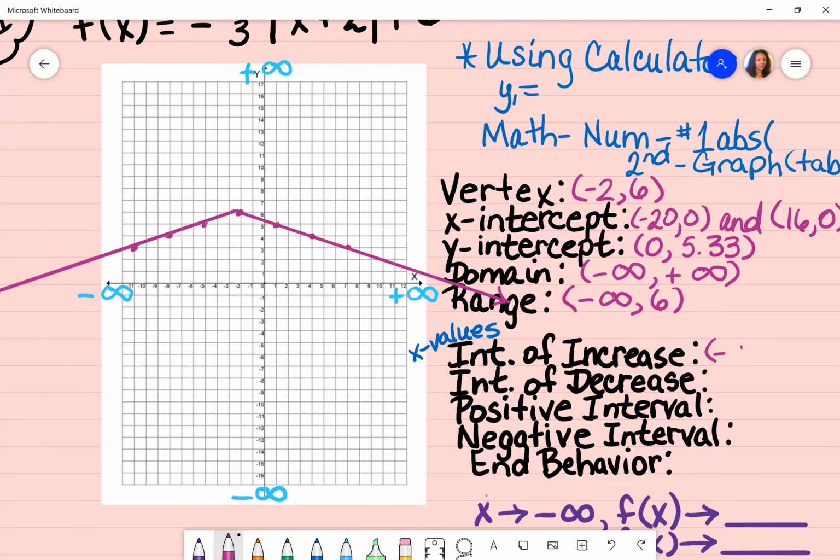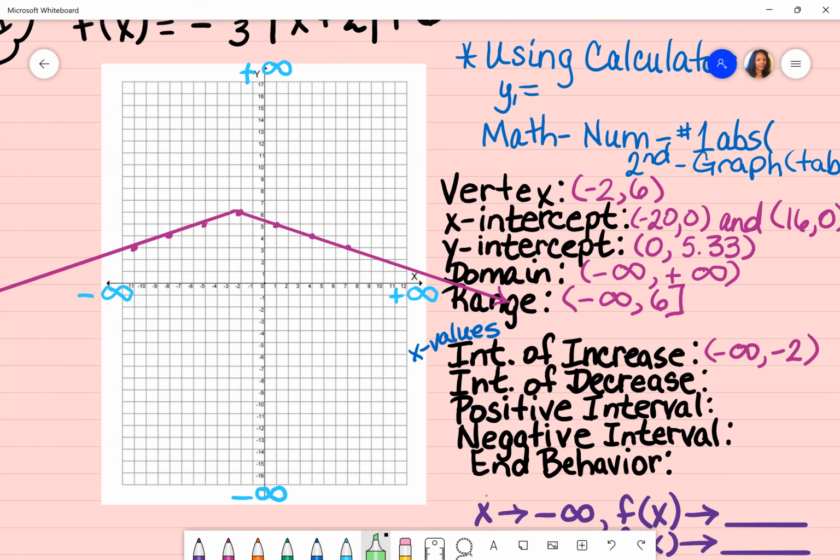Negative infinity to -2. Now for my intervals of increase and decrease, I'm using parentheses. I apologize, a few minutes ago, I forgot to tell you, for a range, you would use a bracket if that point is actually included in your graph, and it is, so 6 is included. For my intervals, I'm using parentheses though.